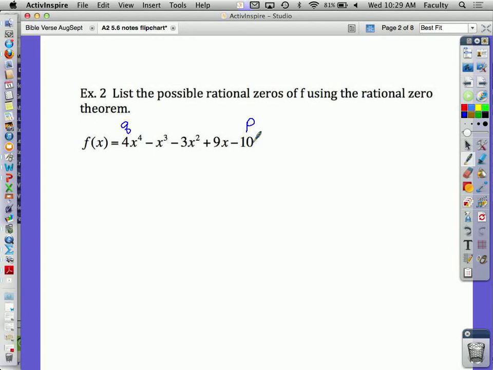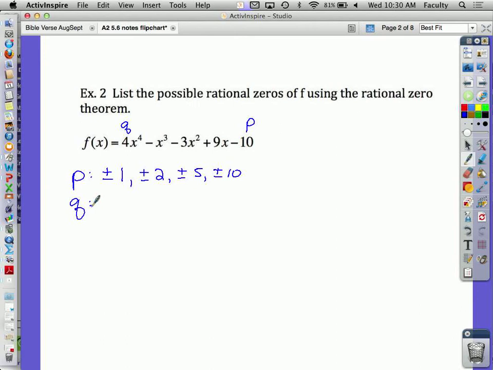P is the factors of the constant. So the factors of 10 are going to be plus or minus 1, plus or minus 2, plus or minus 5, plus or minus 10. In Q, I have 4. How can you multiply two numbers to get a 4?